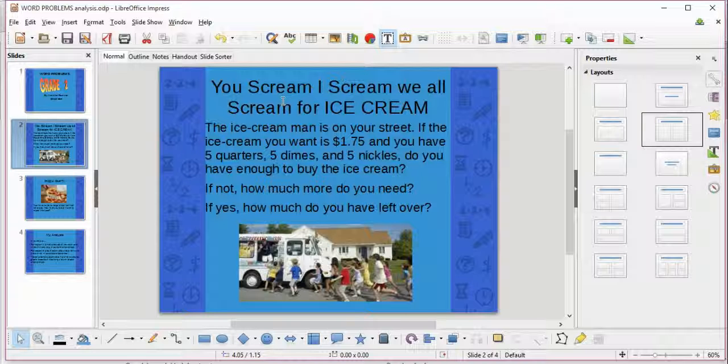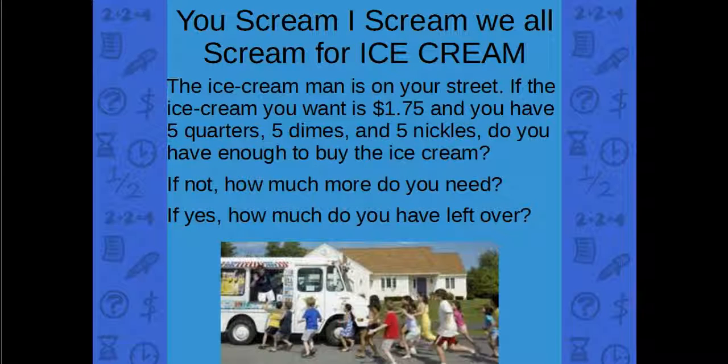So my first word problem is: you scream, ice cream, we all scream for ice cream. The ice cream man is on your street. If the ice cream you want is $1.75 and you have 5 quarters, 5 dimes, and 5 nickels, do you have enough to buy the ice cream? If not, how much more do you need? And if yes, how much do you have left over?